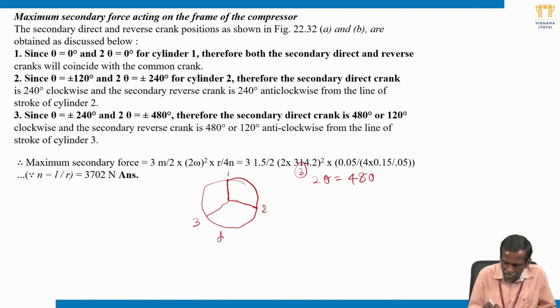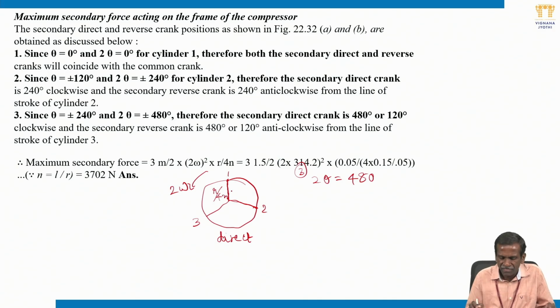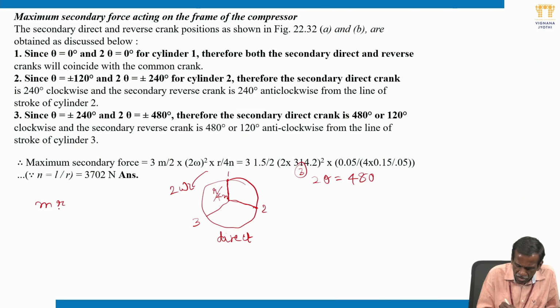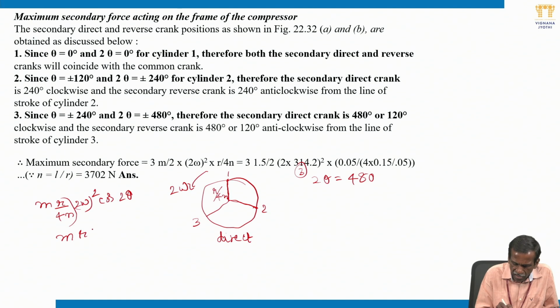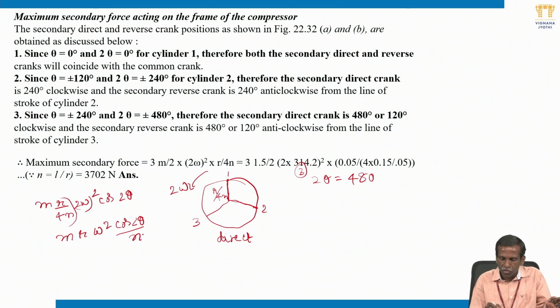This is the direct crank position. It is rotating at 2 omega, and the radius of each crank is also r by 4n. So it is 2 omega, which is why you can see m r by 4n into 2 omega whole square cos 2 theta. With r equivalent to r by 4n and omega as 2 omega square, this becomes m r omega square cos 2 theta by n. So this is our secondary unbalanced force, and this we are going to balance.